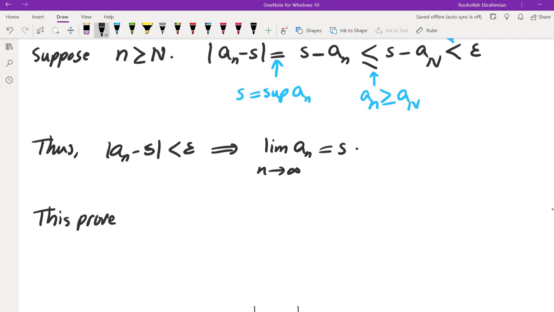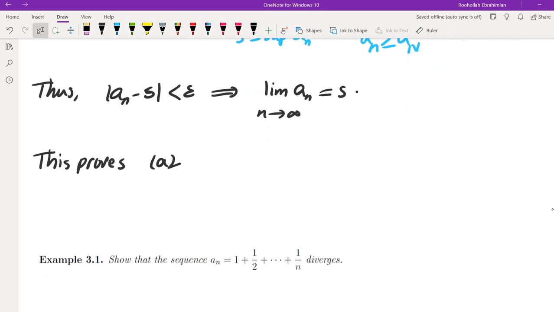This proves A. Now for B, you would have to do something quite similar. So I won't write down the proof of this one. Proof of B is similar. All you would have to do is, instead of doing S minus epsilon, you will do S plus epsilon. But the proof is nearly identical.